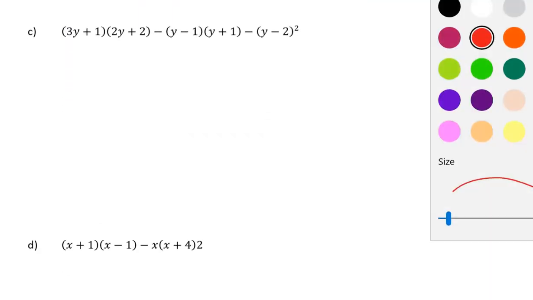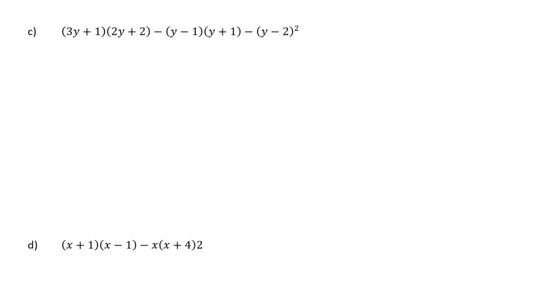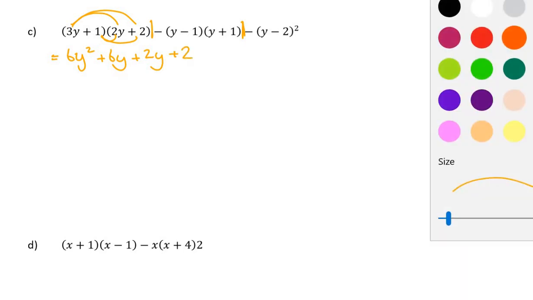Okay, next one. I've decided to really go wild here and put in 3 terms. Now it's not too bad because all I've got to do is simplify each term. So my first term is 3y times 2y, which is 6y squared, plus 6y, plus 2y, plus 2. Okay, now this is where it gets tricky.